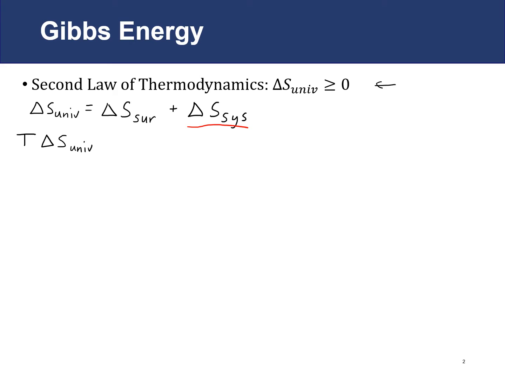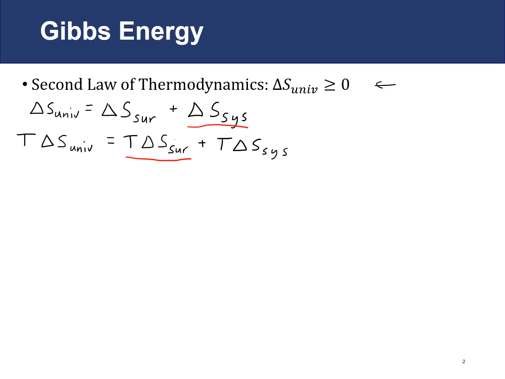That gives us the temperature times the change in entropy of the universe is equal to temperature times the change in entropy of the surroundings plus the temperature times the change in entropy of the system. Now, the surroundings themselves are very difficult to monitor the change in entropy of, right? The surroundings are essentially anything that is not in the beaker that we're working with in the entire universe. That is very difficult to make any sort of a reasonable measurement of.